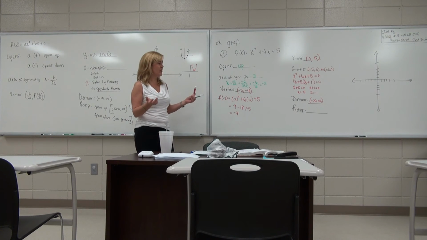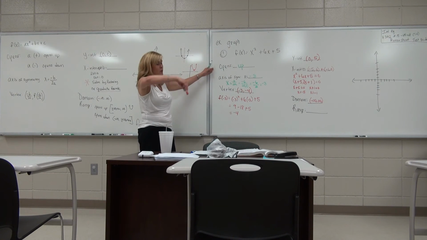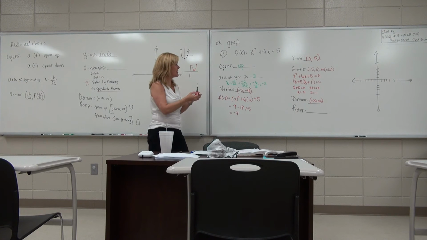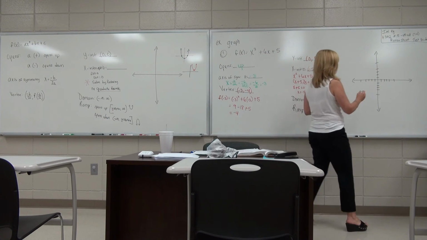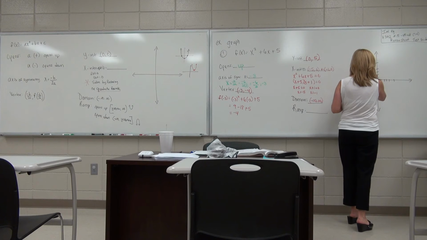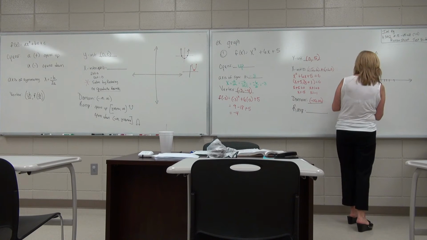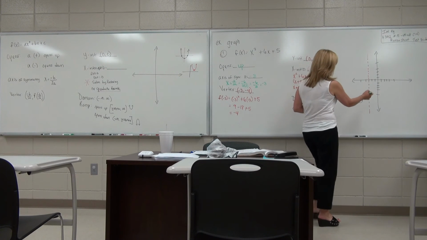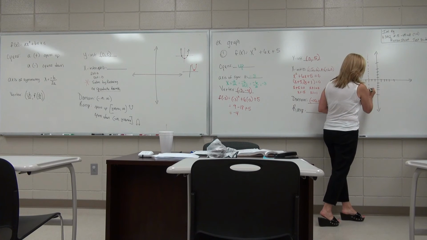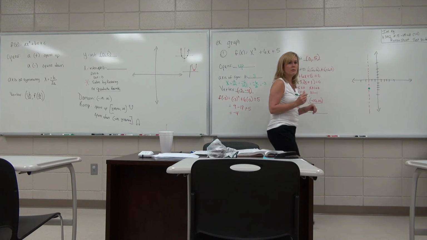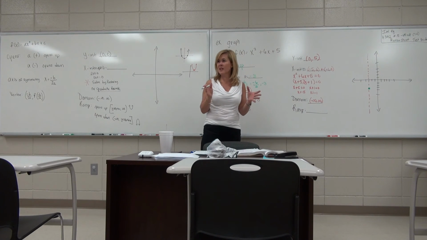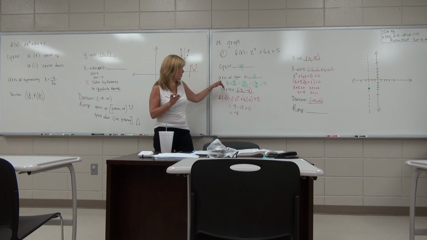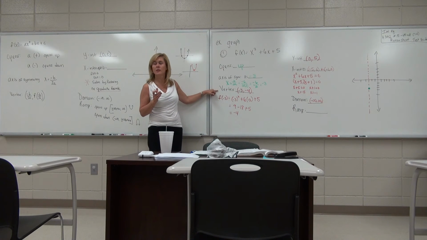All right, let's just graph it in order. It opens up, so I know the U is going to be going up. Axis of symmetry, that's that x equals negative 3, that vertical line right here. All right, that's axis of symmetry. Next is my vertex. It's at negative 3, negative 4. So I plotted the two things that I know. I did it right in order. Axis of symmetry and the vertex.